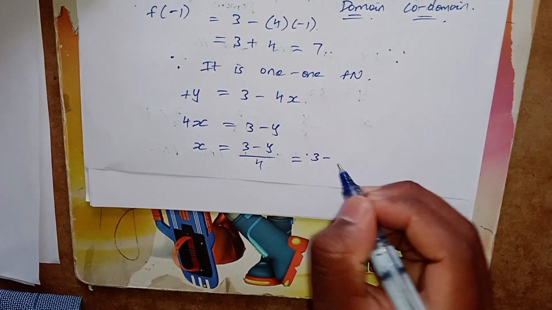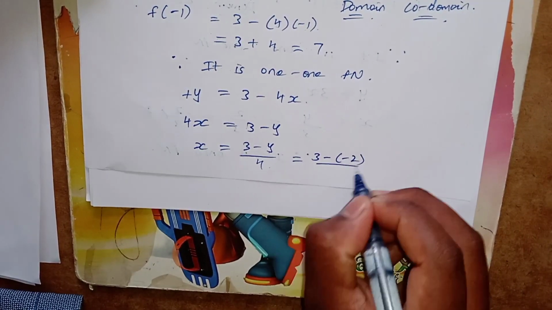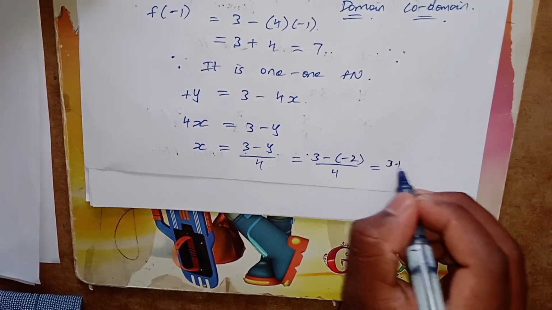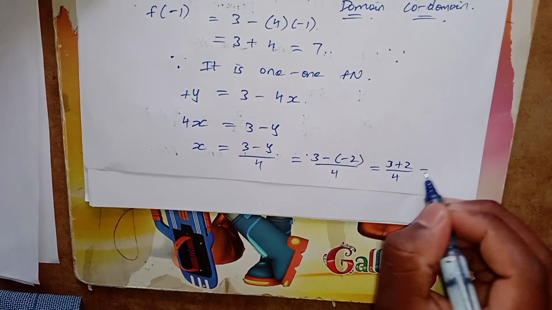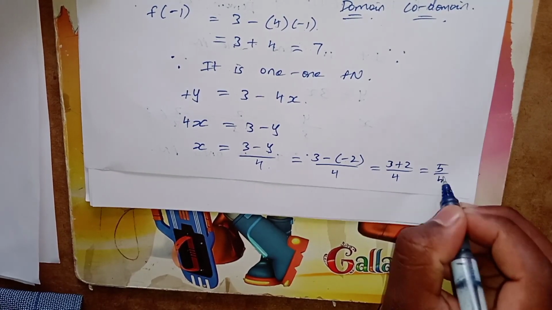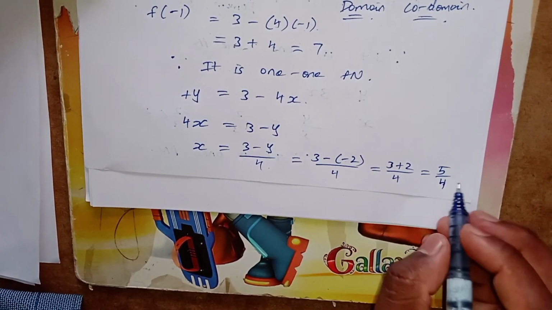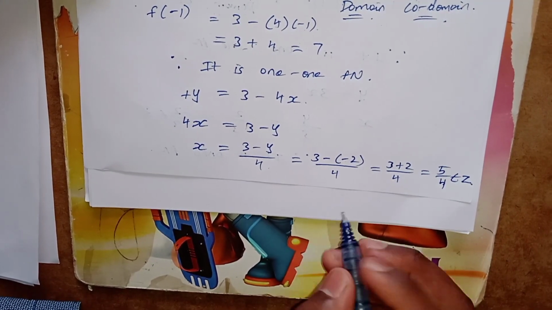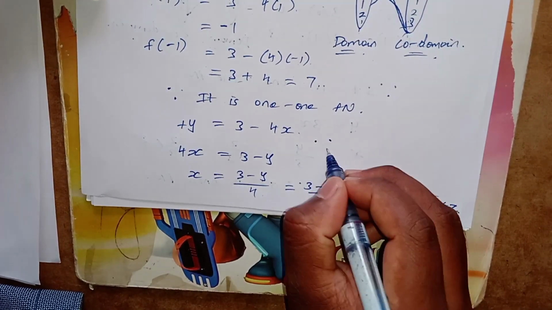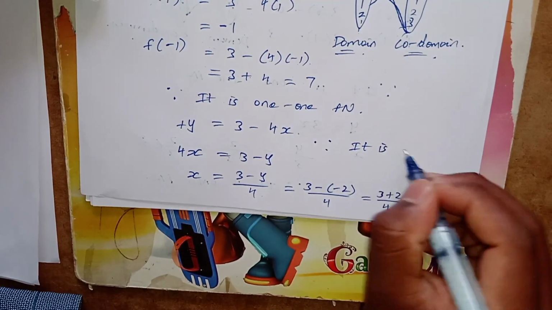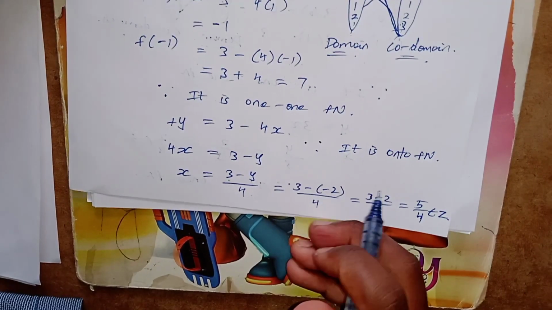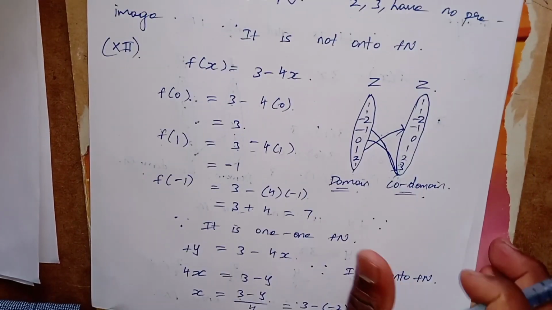Therefore, 3 minus 2 divided by 4. Here minus into minus plus, 3 plus 2 divided by 4. Therefore, 5 by 4. Okay. 5 divided by 4 belongs to integers. Therefore, here it is clearly an onto function. Okay. I hope you all understood.